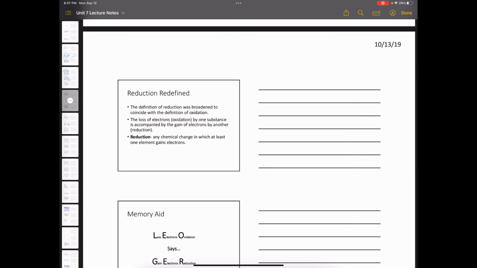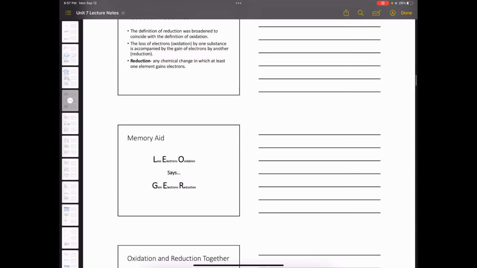Just like with oxidation, the definition was restructured to go along with the oxidation definition. So reduction is any chemical change in which one element gains an electron. Okay? And reduction, just like oxidation, they are both accompanied together. They never happen independently from each other. Gaining, losing electrons, oxidation, reduction. I know this can be a little bit confusing.